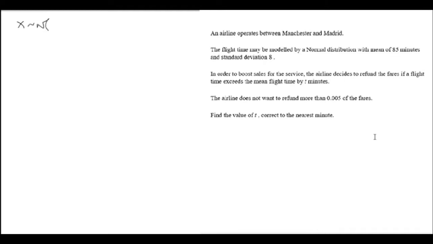So if the flight is delayed by a specific amount of time, the airline, although they want to refund, they don't want to refund more than 0.005 of the fares, so 0.5%. Find the value of t to the nearest minute. So I want to make sure the shaded area is going to be 0.005, so 0.5%.